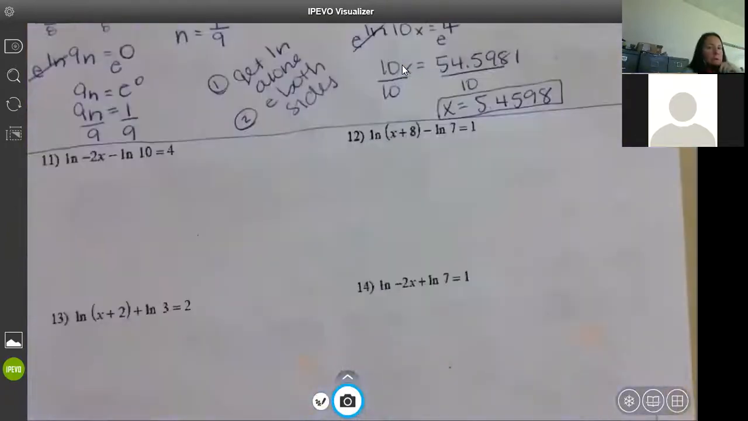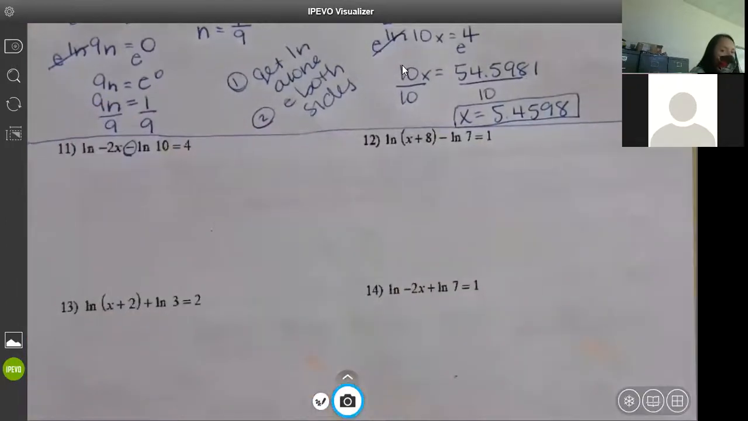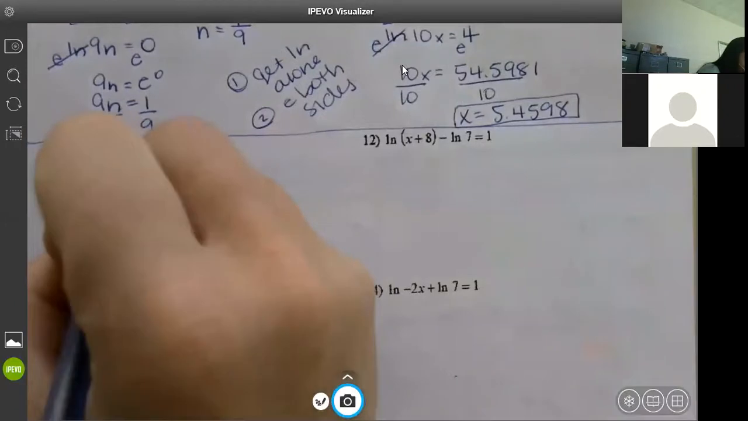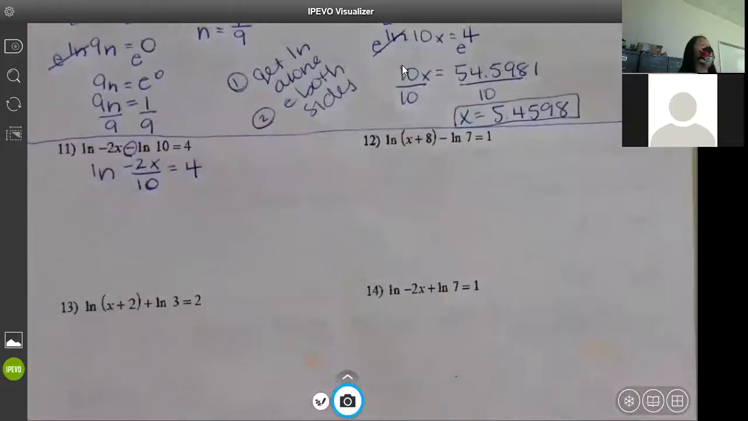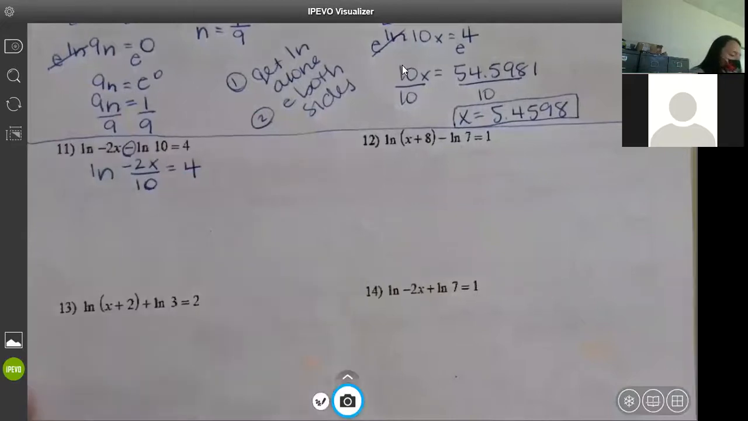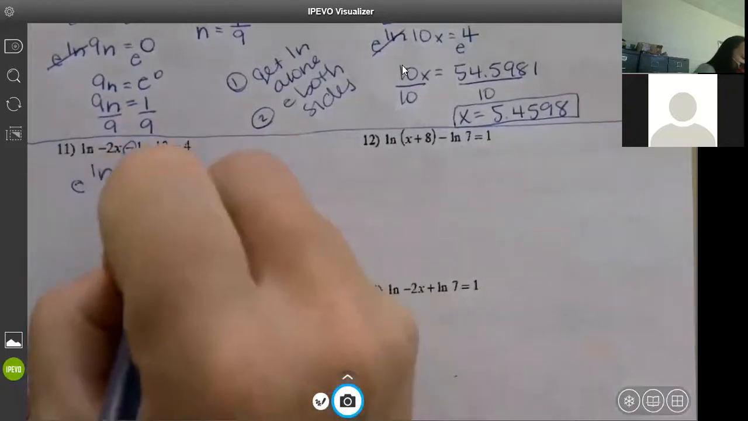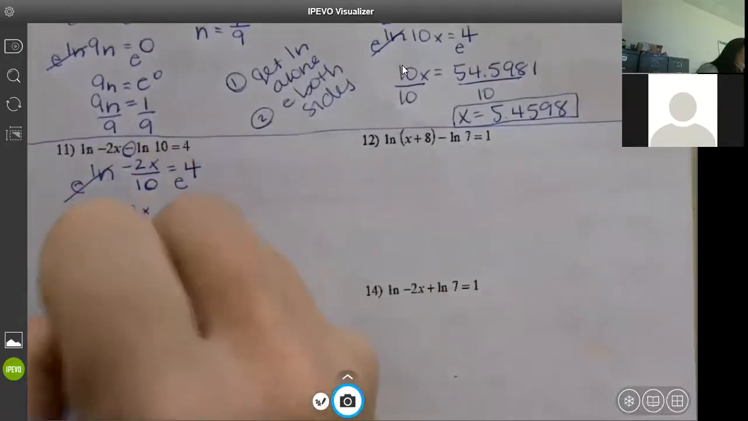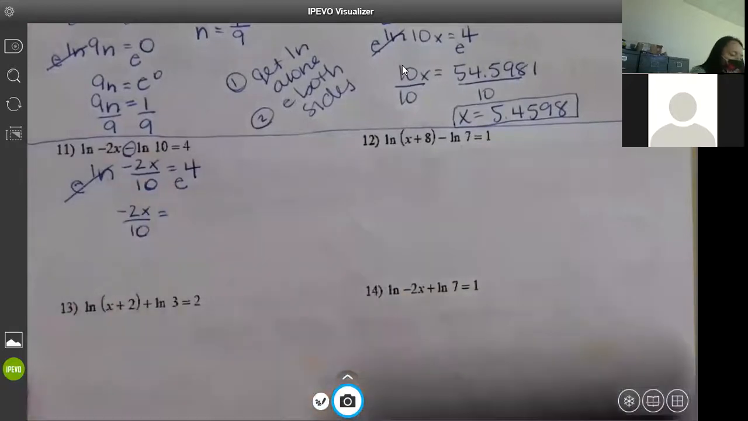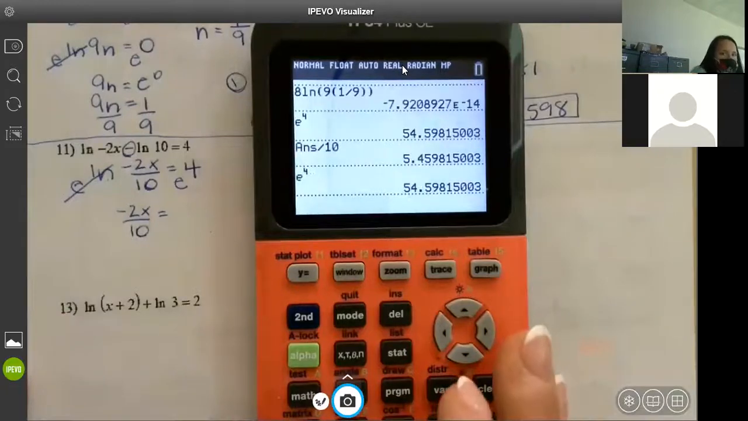All right. So back to these. We have two ln's. Between them is a minus. So we can put those two together by taking the negative 2x and dividing by 10, which gets it equal to 4, because I only want one ln on either side. I don't want multiple ln's on the same side. Now that I have one ln, just like before, the way I get rid of ln is I e both sides. So this cancels out. You're left with negative 2x over 10 equals e to the fourth, which is 54.5981.